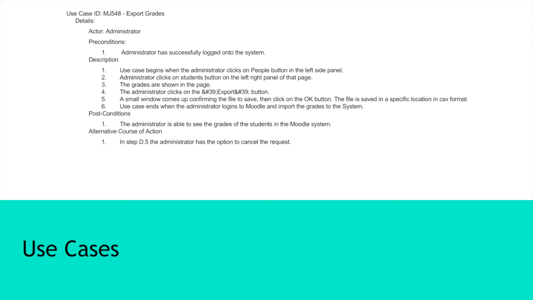A small window comes up confirming the file to save. Then the administrator will click OK, and the file is saved to a specific location in a CSV format. The use case ends when the administrator logs into Moodle and imports grades to the system. As a postcondition, the administrator is able to see the grades of the students in the Moodle system. In step D5, the administrator has the option to cancel the request.